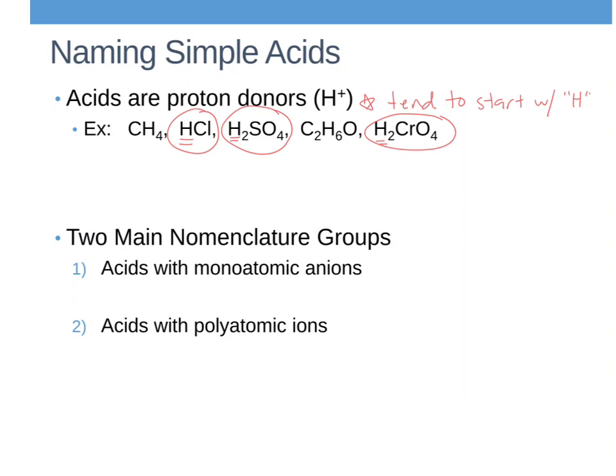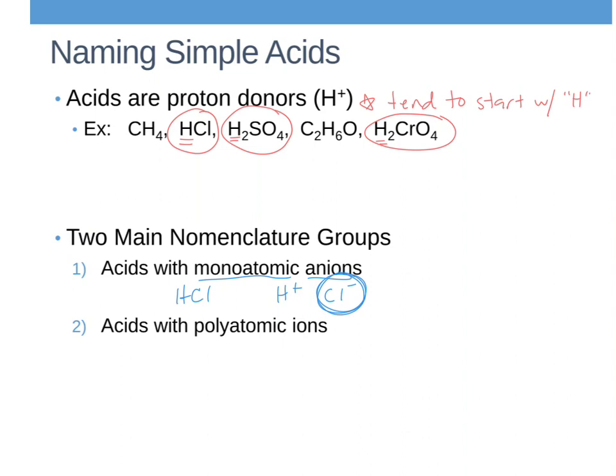When you identify that you have an acid, you are going to have to use two different strategies to name these acids, depending on whether or not they have monoatomic anions in them. Remember that monoatomic just means one thing. A good example would be the HCl from up above, because this is made up of an H+ and a Cl-, and the Cl-, the anion, is just one atom. So that would be an acid with a monoatomic anion.